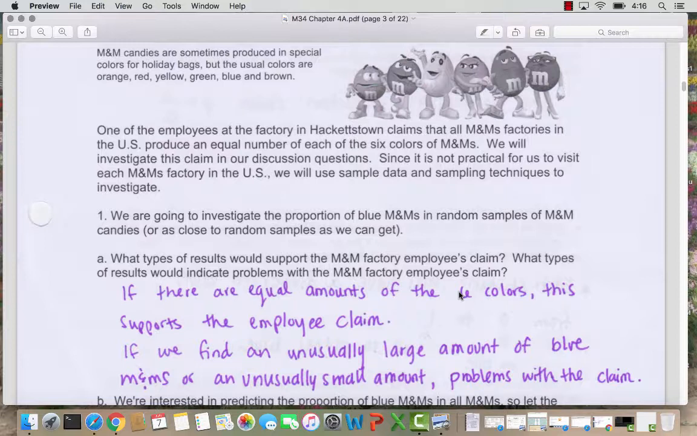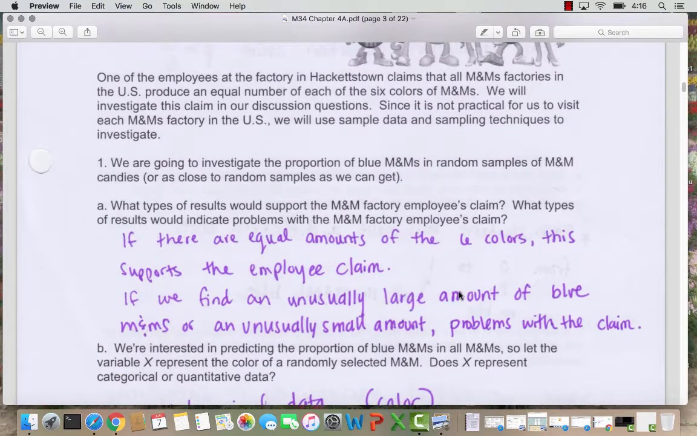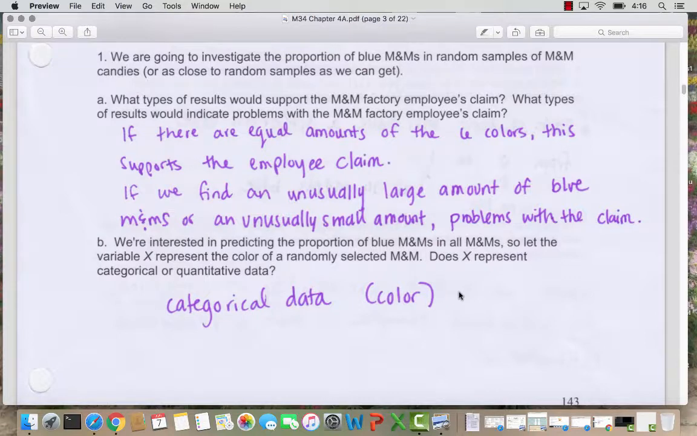Since it's not practical for us to visit each M&M factory in the U.S., we use sample data and sampling techniques to investigate. So think about, we want to investigate if the proportion of blue M&Ms in a random sample of M&M candies is equal to the proportions of the other colors. So we want to think about what types of results are going to support the factory employee's claim. So we say if there are equal amounts of the 6 colors, this supports the employee claim. If we find an unusually large amount of blue M&Ms or an unusually small amount of blue M&Ms, then there are problems with the employee's claim.